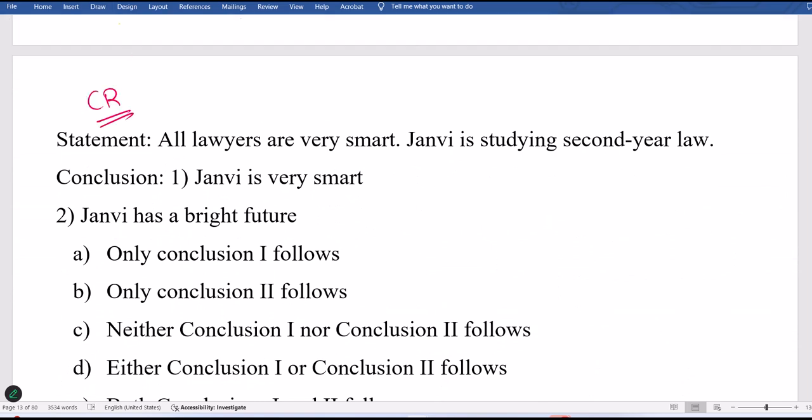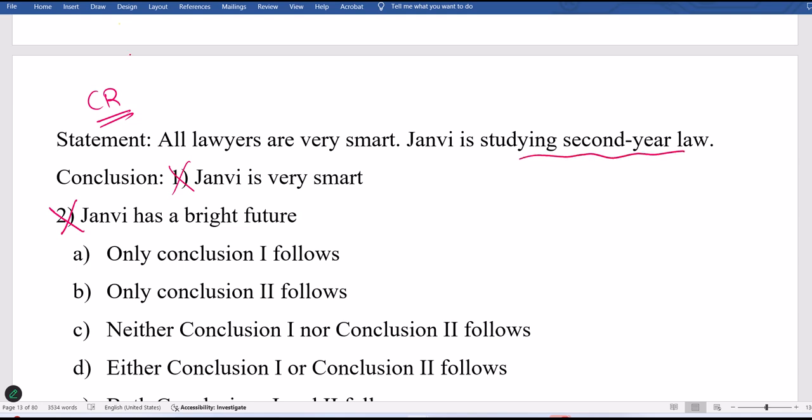Statements and conclusions, critical reasoning. All lawyers are very smart. Janvi is studying second year lawyer. Janvi is very smart. Janvi has a bright future. Bright future related, there is no discussion. Is Janvi very smart? No, because she is studying second year lawyer.